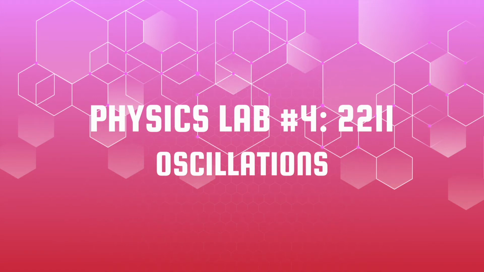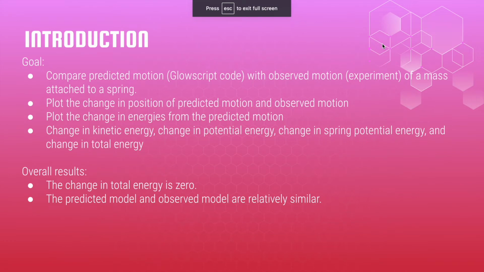This is Physics Lab number 4, Oscillations. The goal of this experiment was to compare the predicted motion of a GlowScript code with the observed motion of a real experiment of a mass attached to a spring that was moving. We were to plot the change in position of predicted motion and observed motion, as well as plot the change in energies from the predicted motion.